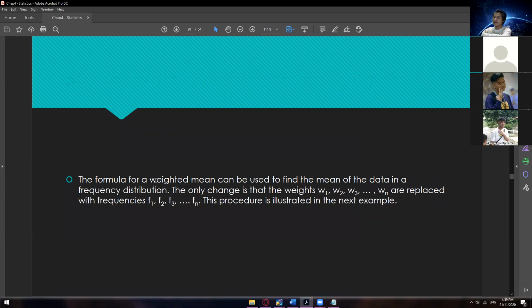So the formula for a weighted mean can be used to find the mean of the data in a frequency distribution. The only change is that the weights, weight 1, weight 2, weight 3, and so on, are replaced with frequency 1, 2, 3, and so on. So this is illustrated in the next example.